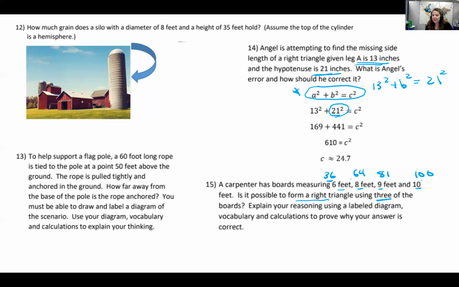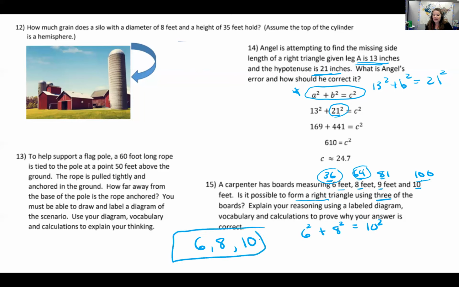So could I add 36 and 64 to get 81? No. Could I add 36 and 81 to get 100? No. Could I add 36 and 64 to get 100? I can. So yes. If I use 6 and 8, 6 squared plus 8 squared does equal, in fact, 10 squared. So yes, those three measurements, 6, 8, and 10, could be put together to form a right triangle. And the reason why is because 36 plus 64 equals 100. I hope that makes sense.